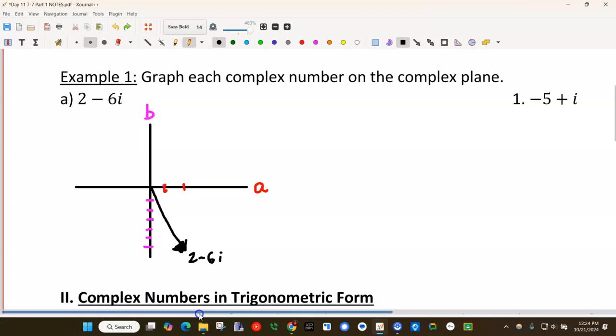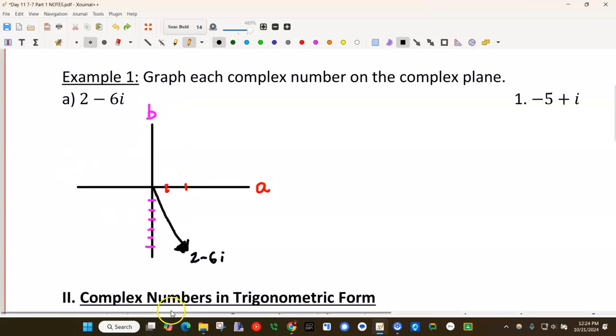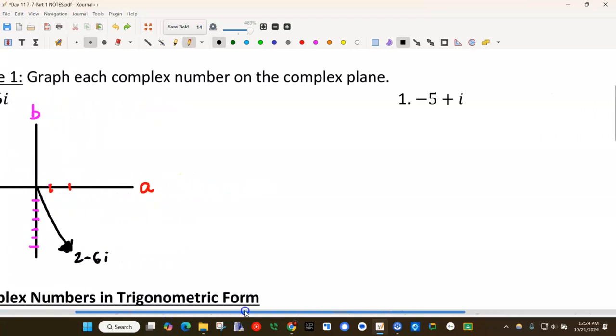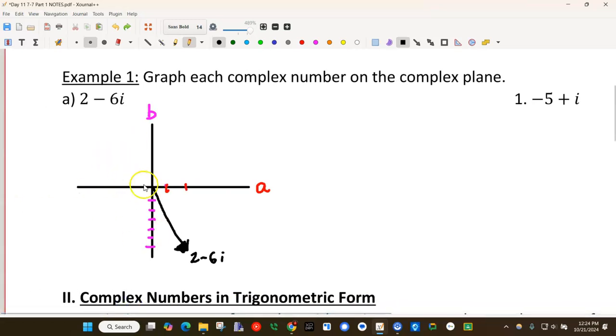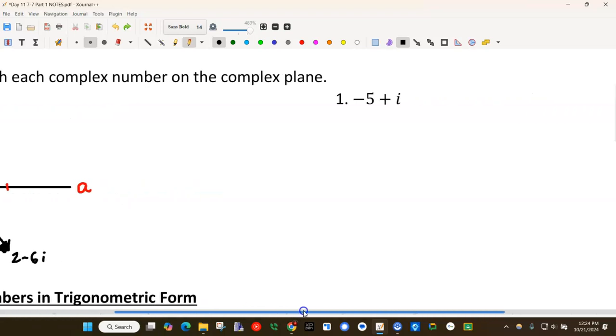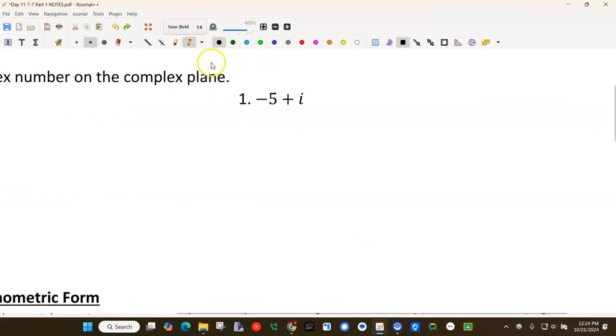But even if you didn't learn this in Algebra 2 last year, or Advanced Algebra 2, Honors Algebra 2, it basically mirrors graphing coordinates. Okay, so go ahead and graph number 1. Draw your axes and keep it simple.